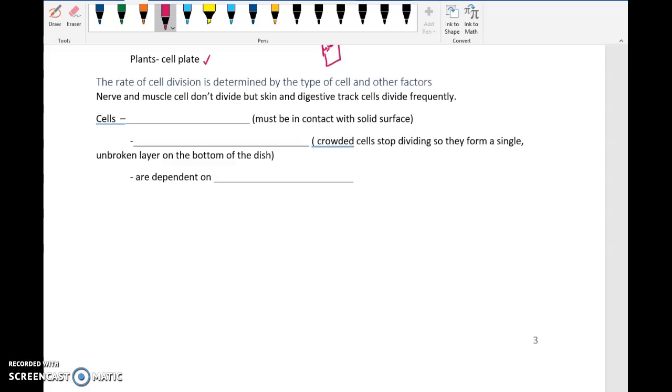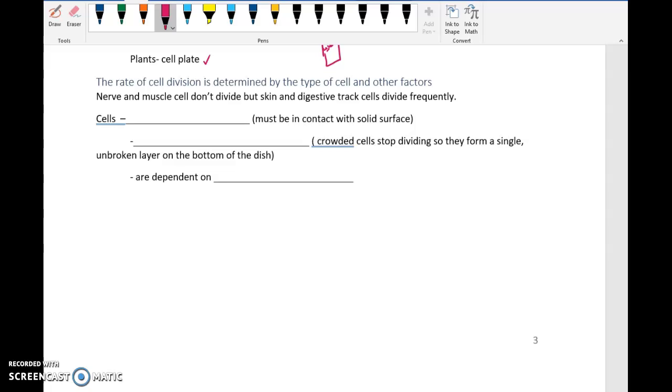The rate of cell division is determined by the type of cell and by other factors. So some cells in your body won't ever divide again. Your nerve cells don't regenerate and your muscle cells don't divide. But your skin cells and your digestive tract cells have to divide very frequently.